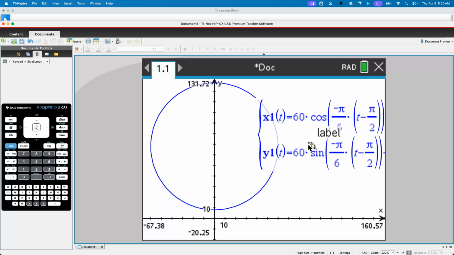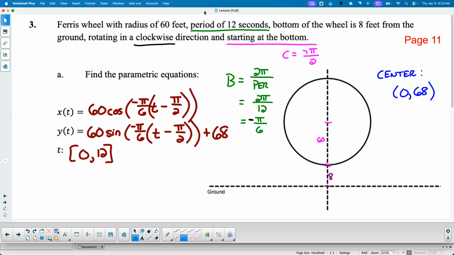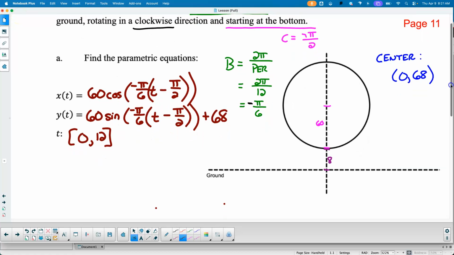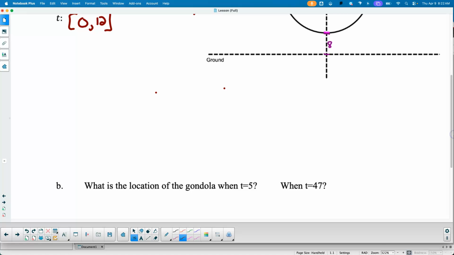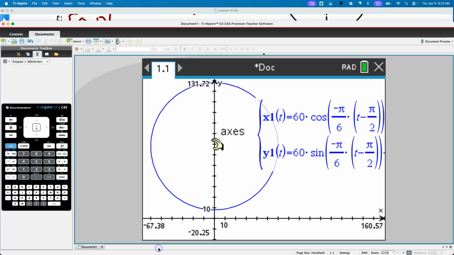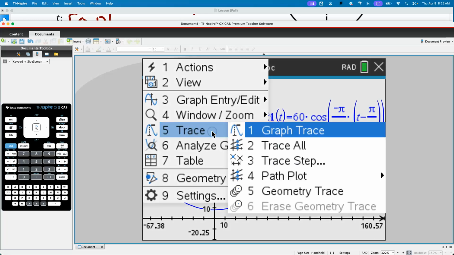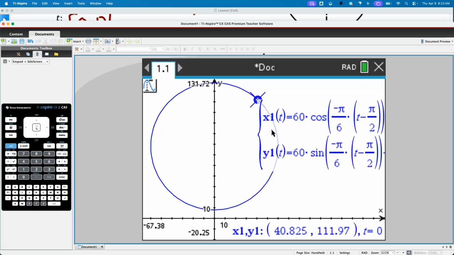Yep, makes a difference. All right? Everybody got it? All right, so let's ask some questions here now. Question number 1 says, what is the location of the gondola when t equals 5? Okay, so we can go to our graph and we can trace it until we get to 5.